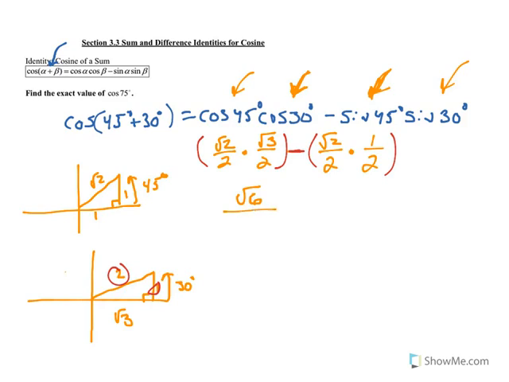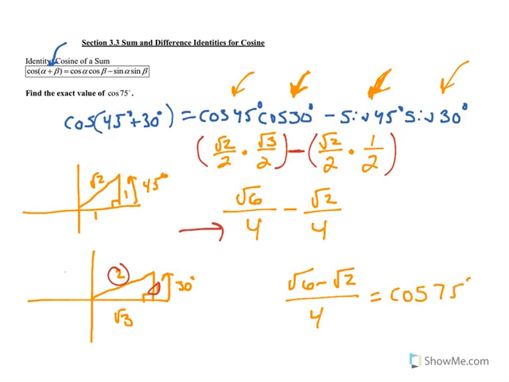Divided by 2 times 2 down bottom is 4. Minus, multiply your other two fractions, radical 2 times 1 is radical 2, divided by 2 times 2 down bottom is 4. Subtract your fractions, you're going to need a common denominator, but we already have a common denominator of 4. So it's going to be square root of 6 minus square root of 2 all over 4. And this is the exact value for the original question, which is what is the cosine ratio at 75 degrees.